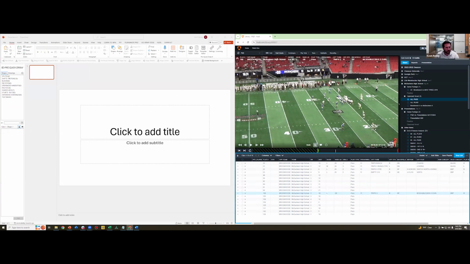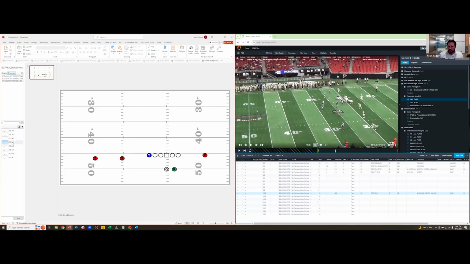So I'm going to go over here to the left side of the screen to my play editor. I'm going to trigger drawings. I'm going to go to the offensive personnel. This is going to load up. Computer is getting maxed out. So, all right, we said it's 11 personnel, 3x1. So I'm going to double click that. It's going to automatically drop that 3x1 right there for me.